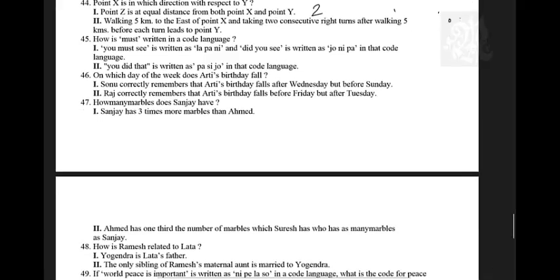How is must written in a code language? You must see is blah blah blah. Did you see is so and so in that code language. So you see can be removed and you'll get must. So only 1. Wait a minute. Don't say only 1. Let's say we have 2 as well. Oh, there's no must.